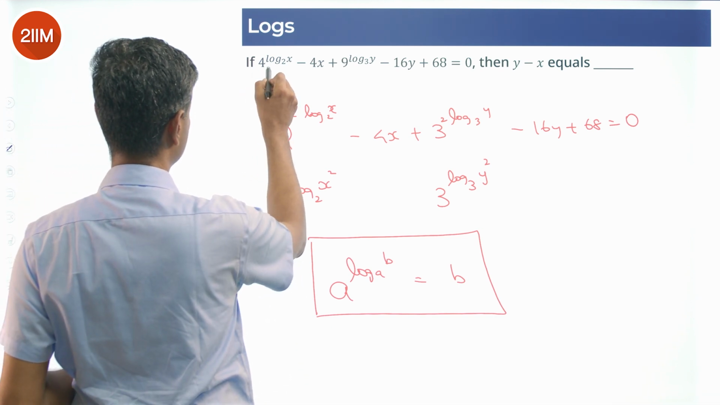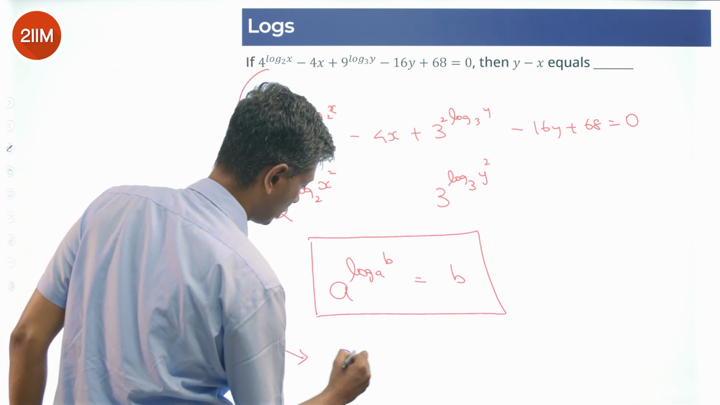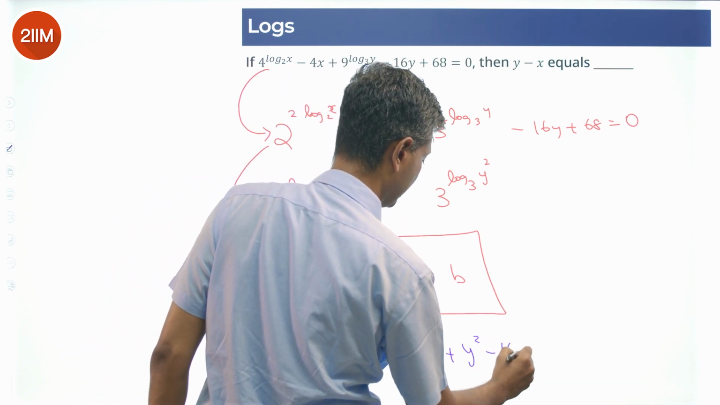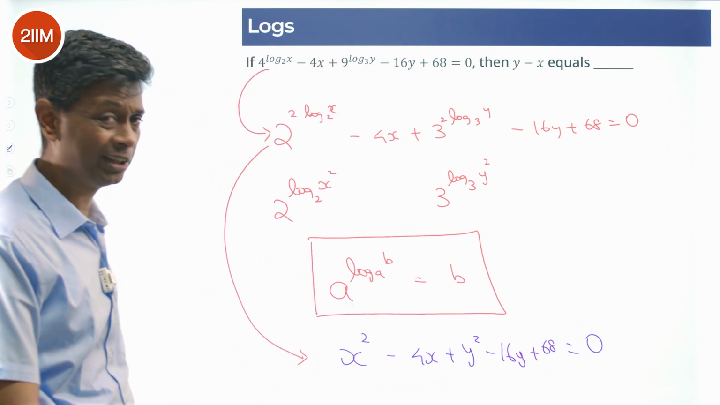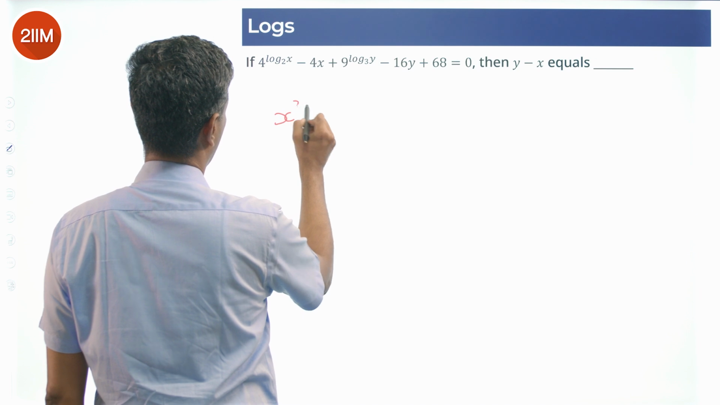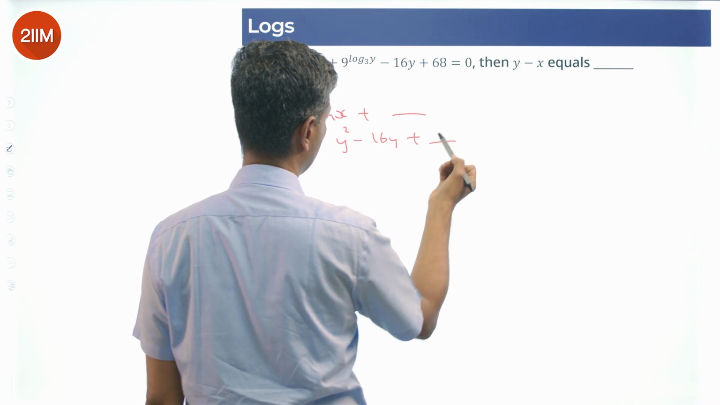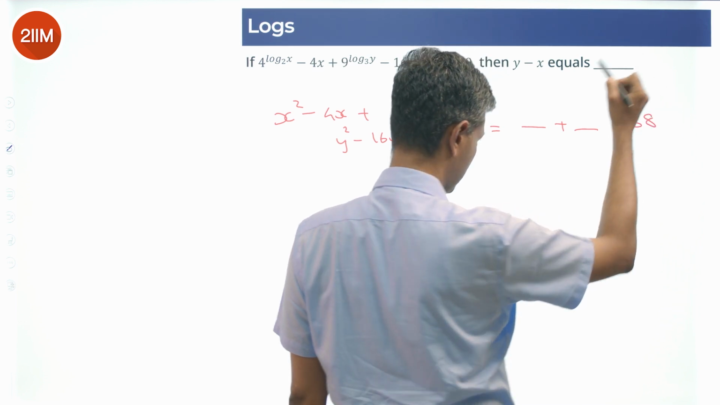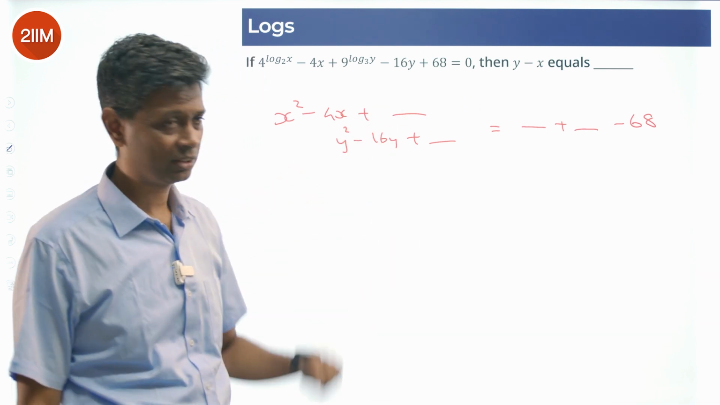This expression, which has become this, will now become x square minus 4x plus y square minus 16y plus 68 equal to 0. The moment I see this delightful equation, I'm thinking, hey, completion of squares, here I come. So we say, x square minus 4x plus something plus y square minus 16y plus something equals this something plus something minus 68. Why did I put minus 68? 68, I'm taking to that side. Why did I put plus something? Because I want to complete the square.